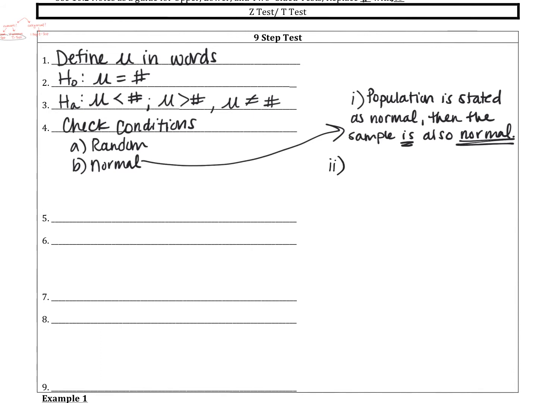So then we have a second way. And that is if n is greater than 30 by the central limit theorem, then the sample is approximately, and that word matters, normal.